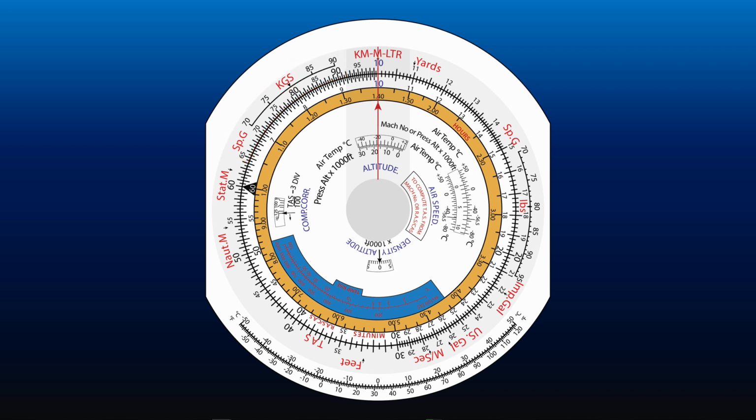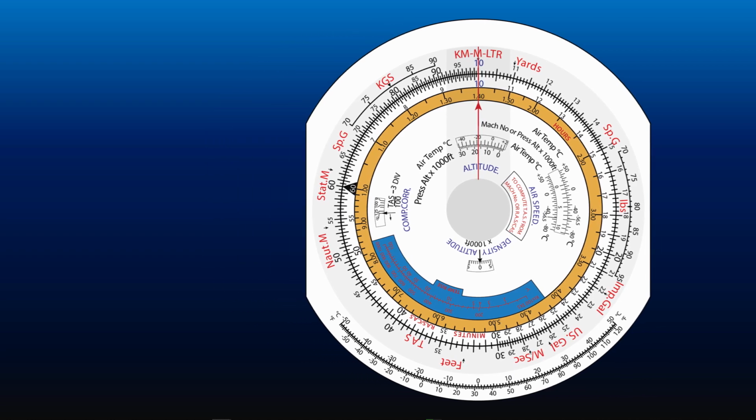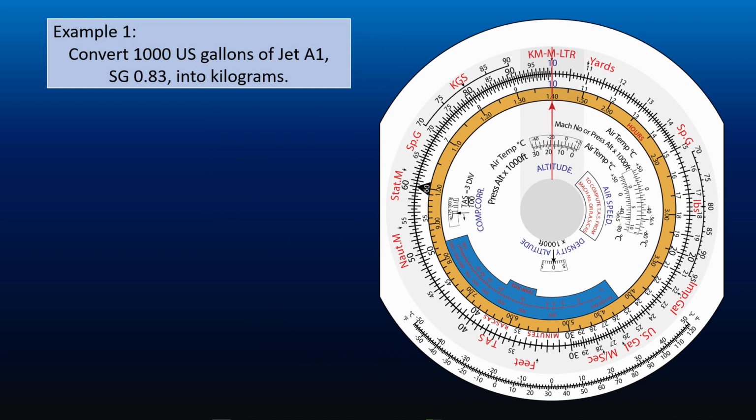Now let's rework our previous example to understand how this function works. Example 1. Convert 1,000 US gallons of Jet A1 with specific gravity of 0.83 into kilograms. As with any other operation using CRP5, the first step is to approximate the answer. From the previous video, we know that US gallons and imperial gallons have roughly similar magnitude.